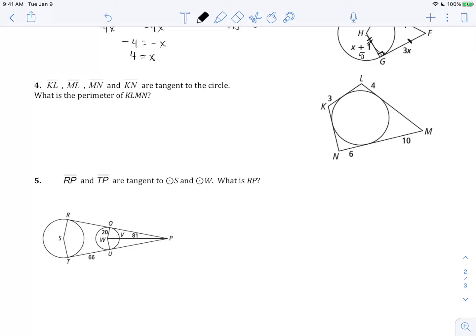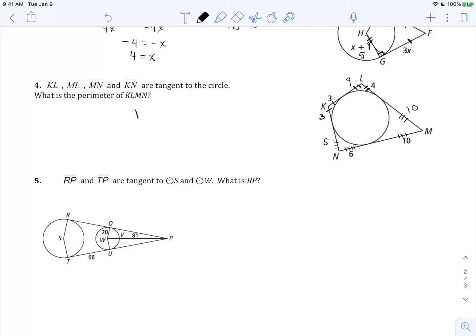Right, so all these are tangent to the circle. What is the perimeter? So kind of like up above, if these are all tangent, I know these segments are equal. I know these segments are equal. These are equal. And these are equal. Right? So now I'm going to fill this in. If this is 3, this would be 3. This is 4, this is 4. This would be 10, and this would be 6, right?